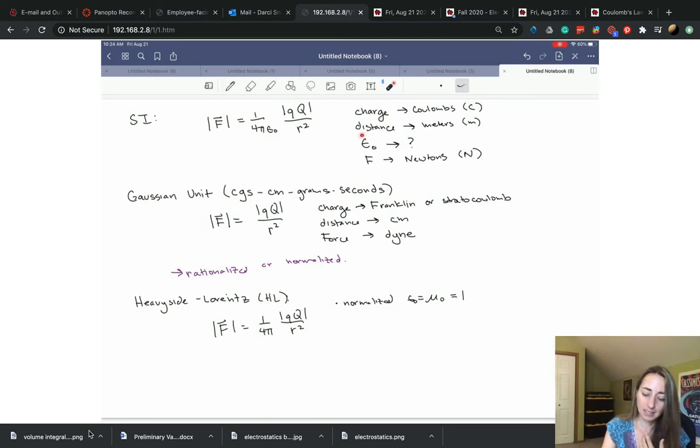Okay, the charge in our SI units, that's measured in units of coulombs with the abbreviation C. Distance is meters, abbreviation M. Epsilon naught, that permeability of free space, I'm going to let you guys figure out the units of, and force is in newtons. So you guys should be familiar with that.